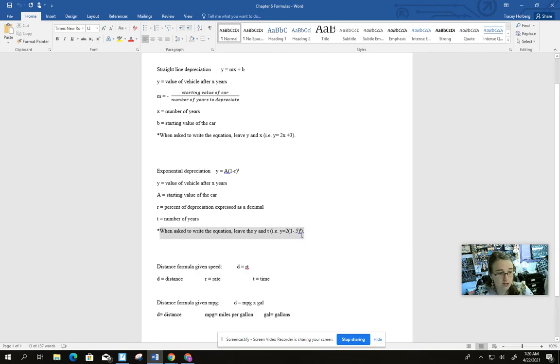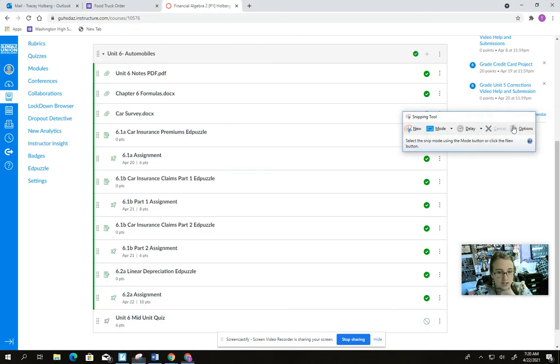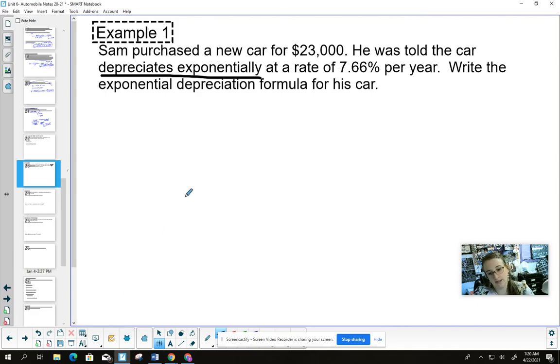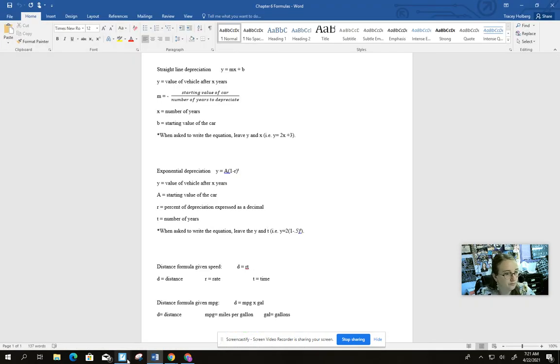If you are asked to write the equation, we leave the y and the t. Just like here, we leave the y and the x, and then that's our answer. We need to leave the y and the t because t is actually x. Like if we were to graph it, time would be on the x-axis. So I'm going to copy this over, exponential depreciation formula, y equals a(1 minus r)^t. And again, we just copy that from right here.